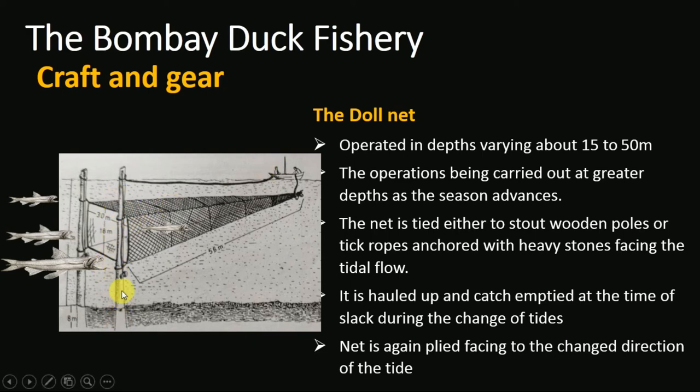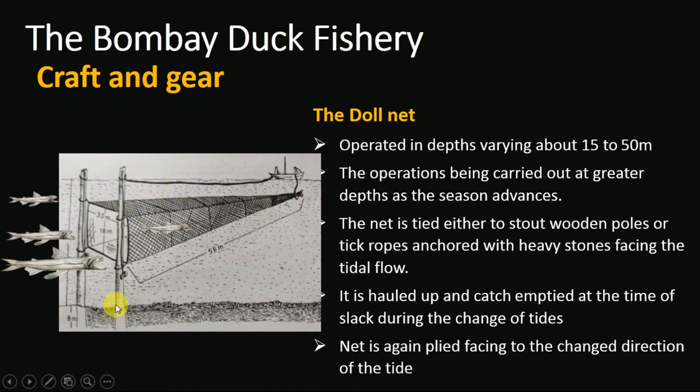Here we can see these are heavy stout wooden poles, not bamboo poles, which are fixed, and the nets are fixed to those poles opposite to the direction of the tidal flow. It is hauled up and the catch is emptied at the time of slack during the change of tide. This one is 56 meters long. This is the Bombay dole net.